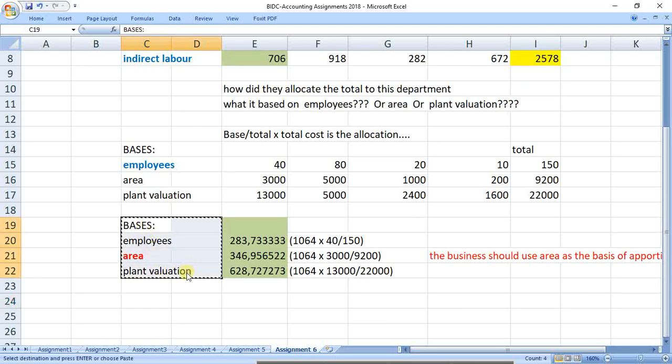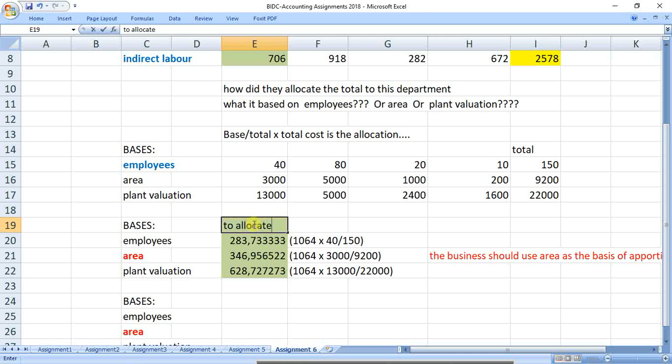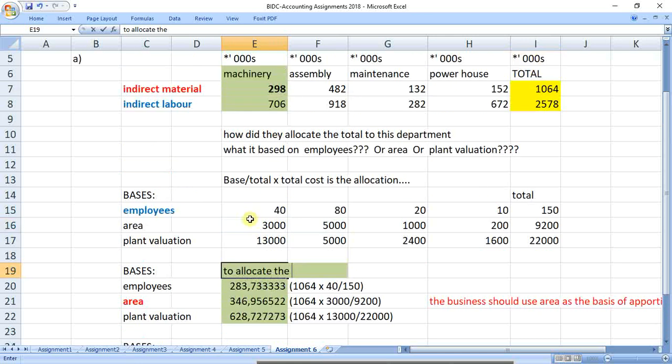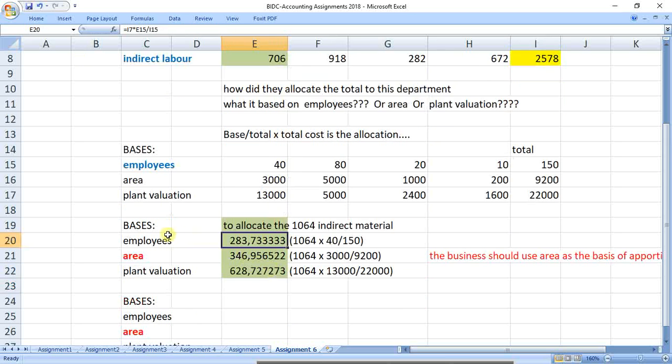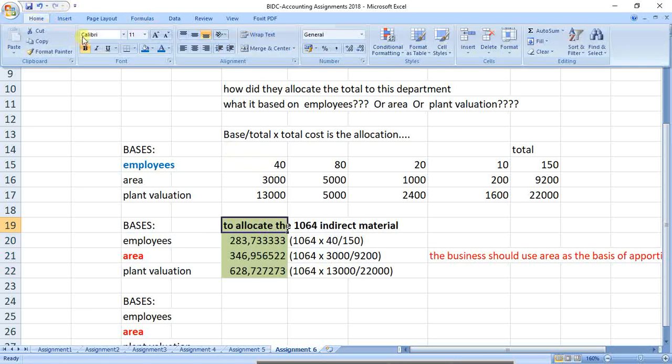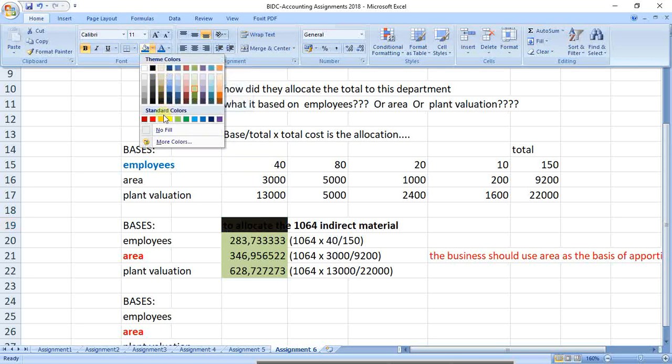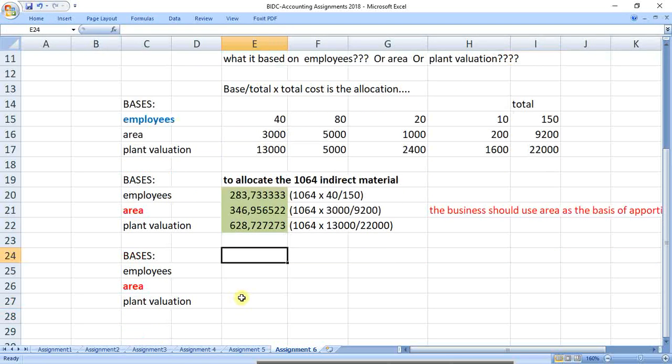Okay, so let's copy this, let's paste it. Okay, this was to allocate the, what is the cost? The 1064. Material, indirect material. Right, that was what I was doing here. Okay, so that was the first bit. Now I'm going to be allocating. Are you doing part B now? No, I'm not doing part B, I'm still doing A. Okay, A said indirect costs between the 4 departments. Indirect material is one, indirect labor is the other.